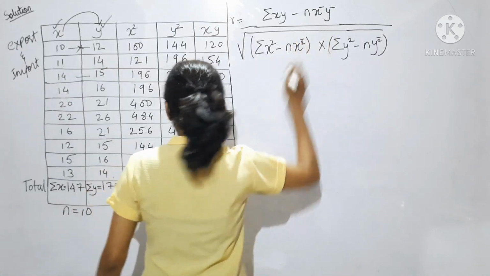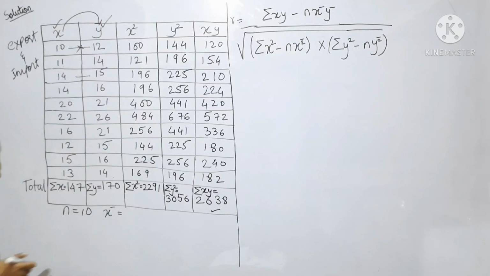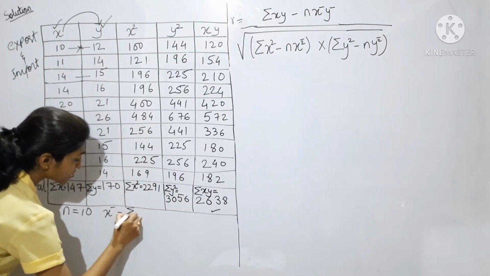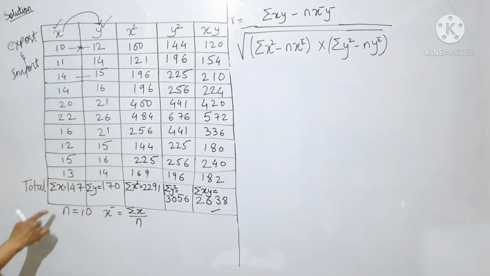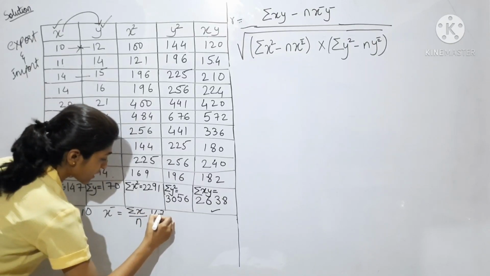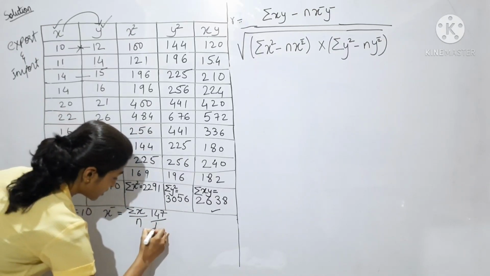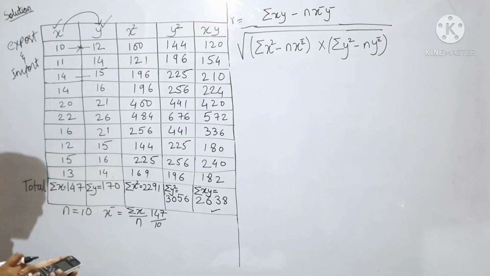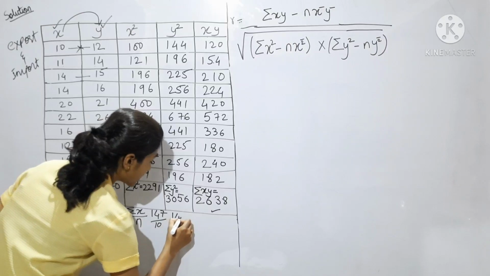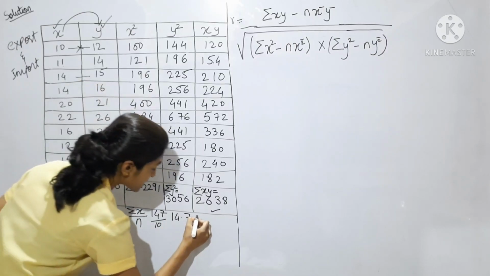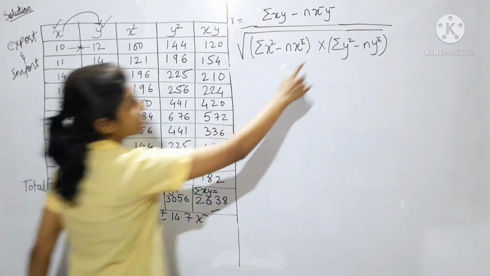Then x bar. Now we have to find x bar. X bar is the arithmetic mean of x. So how to find x bar? Summation of x upon n. The total of x is 147 divided by n. n is 10. So divide 147 by 10, and we get 14.7. So 14.7 is x bar. Next is y bar.